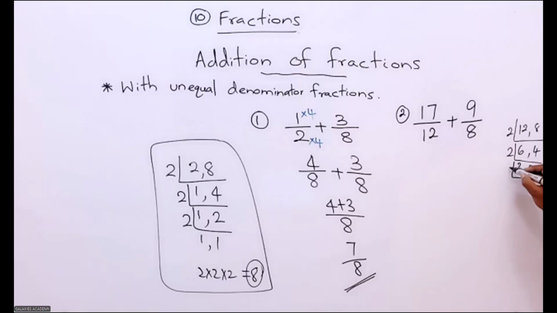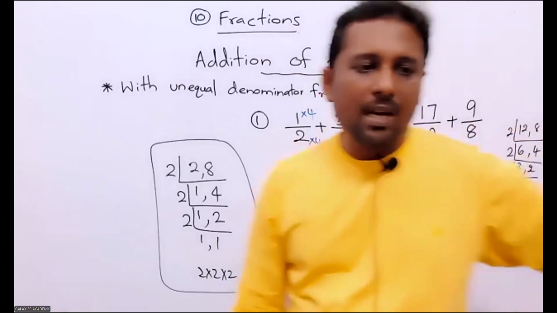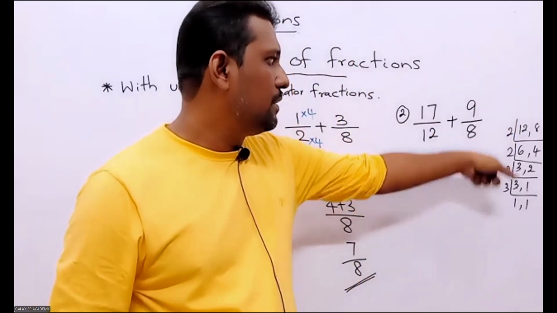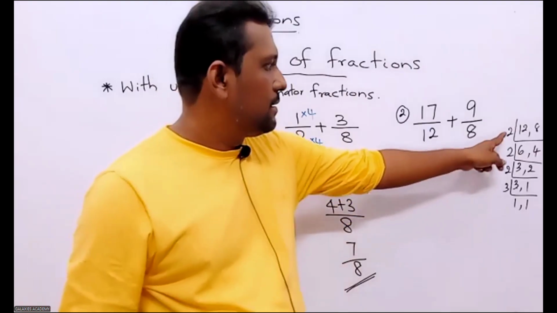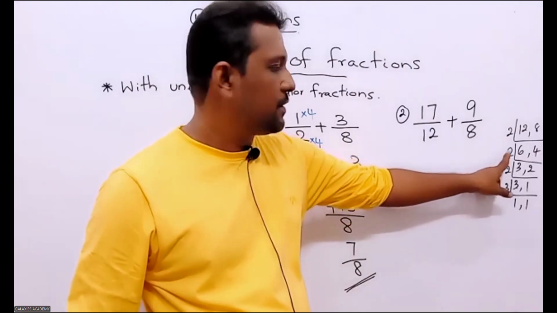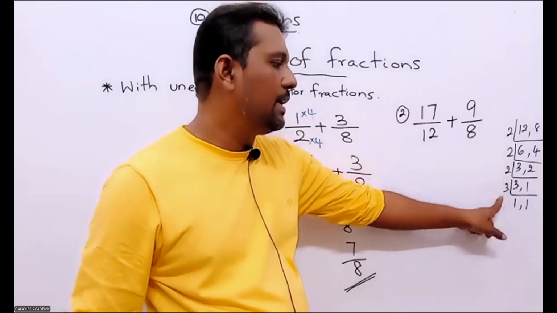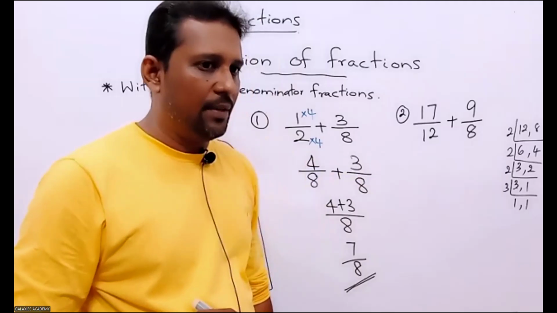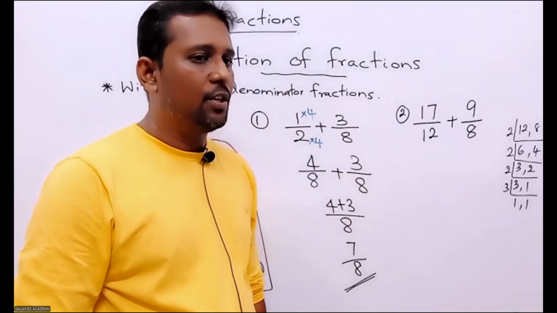Again, this 2 I can divide by 2. 3 we can't divide, so you have to write it as 3. 2 divided by 2 is 1. Then we can divide by 3. 3 divided by 3 is 1. Now you can multiply these prime numbers. 2 times 2 is 4, 4 times 2 is 8, 8 times 3 is 24. So LCM is 24. So the common denominator is 24.